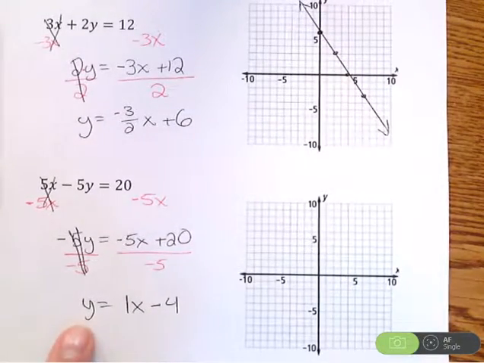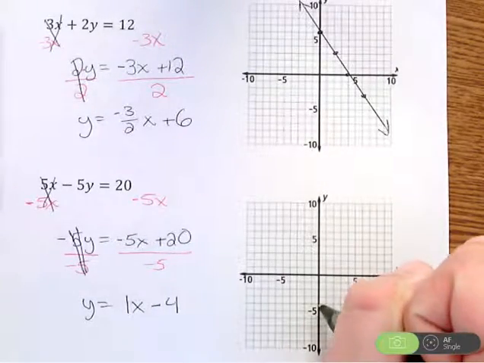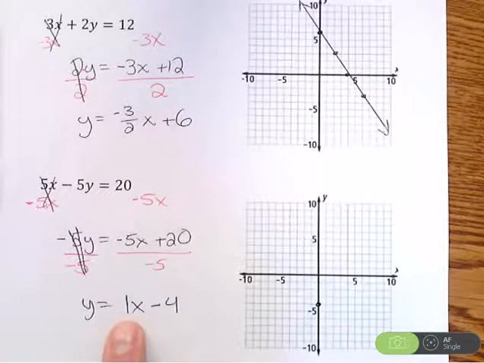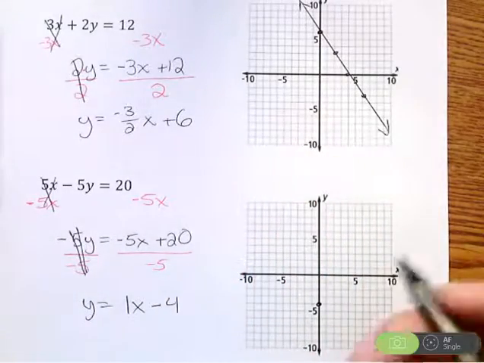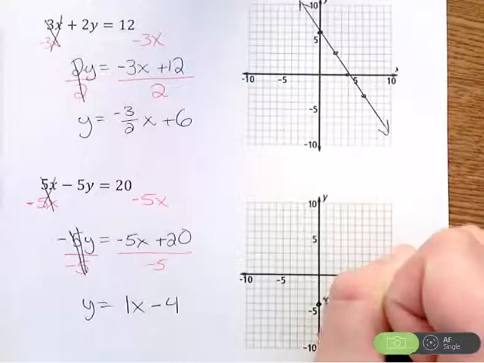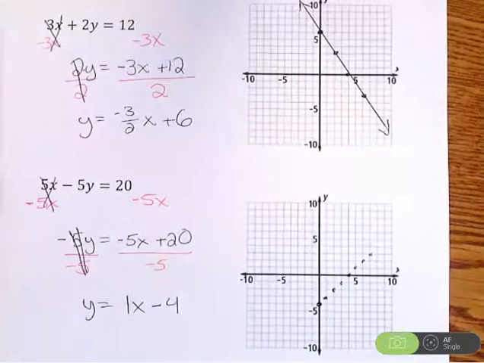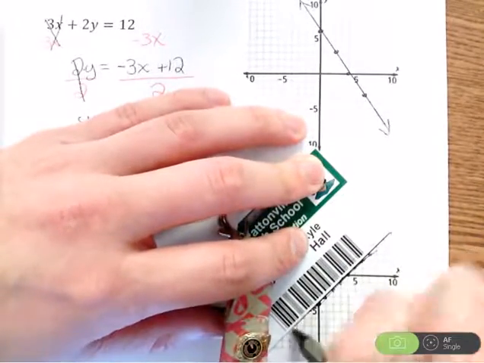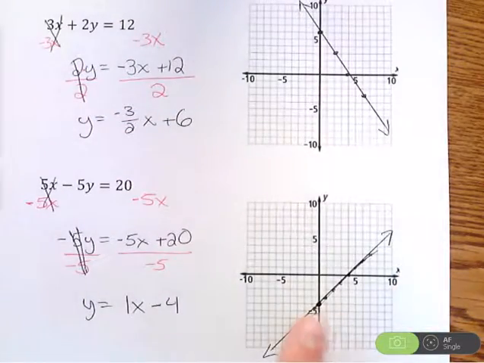So I now have my y by itself. y equals 1x minus 4. My y-intercept is all the way down at negative 4, which is right here, and my slope is 1. So that's 1 over 1. So that means we're going to go up 1 over 1, up 1 over 1. So I'm going to fill in those points. Get a few of those, get a straight edge, line them up, draw my line, and that should be it. Okay, so there's my line.